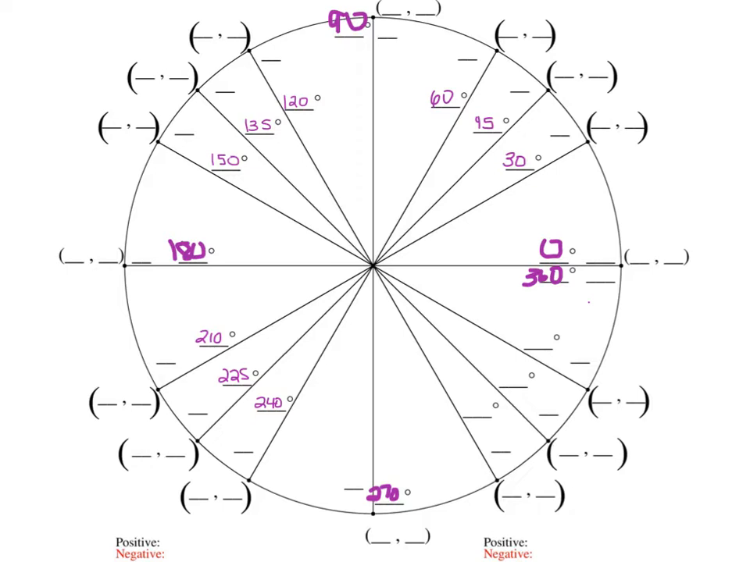Next one is, again, 30, which means 210, 15, 225, 15, 240, 30, 270. Last quadrant, same pattern. 270 plus 30 is 300. Plus 15, 315. Plus 15, 330. Plus 30 brings you to 360.